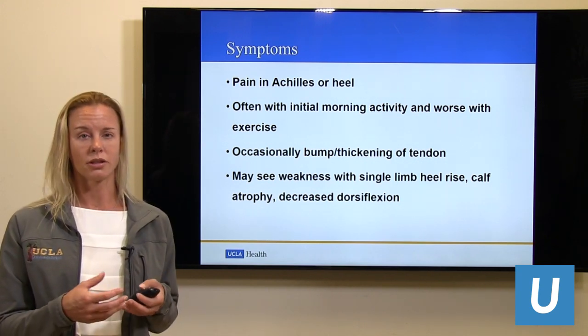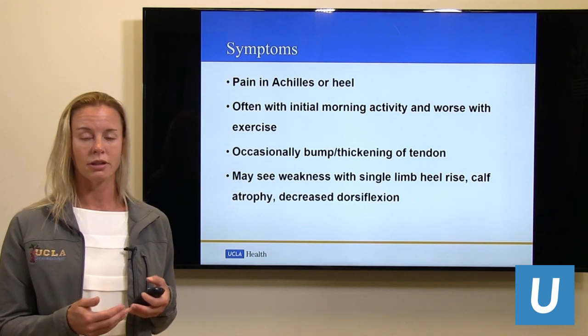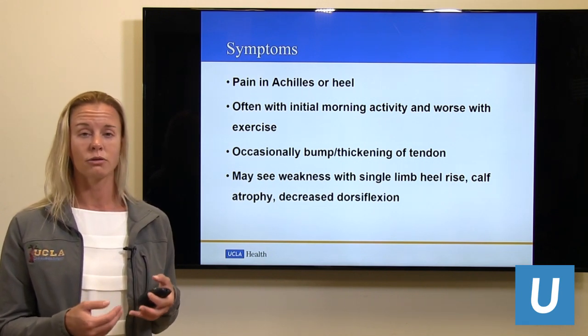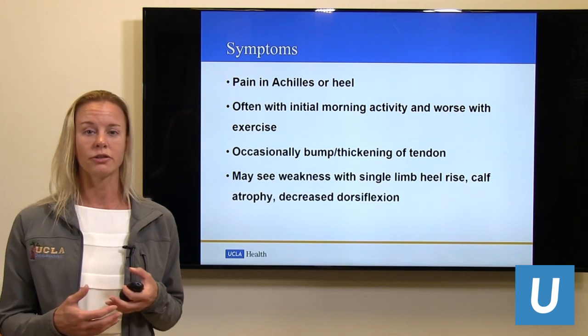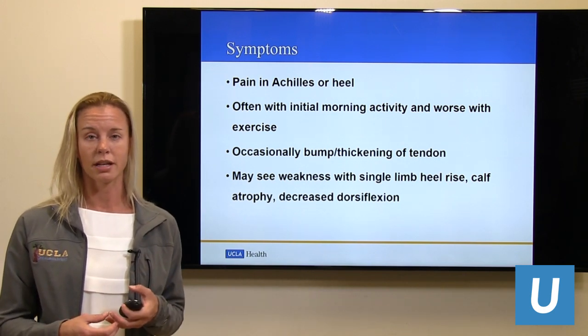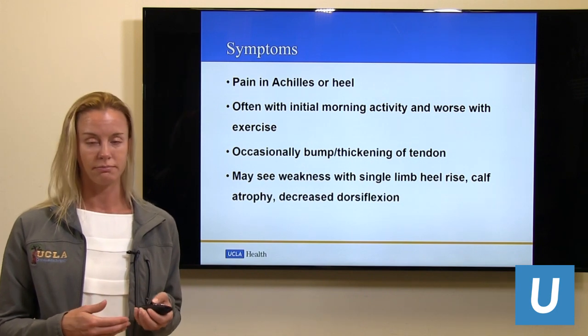Occasionally you might notice that there's a little nodule in your tendon or it feels thicker than the other side. That's a sign of chronic inflammation. And sometimes if it's gone on long enough, you can see that the calf gets smaller on that side or you feel weak trying to jump or push off.